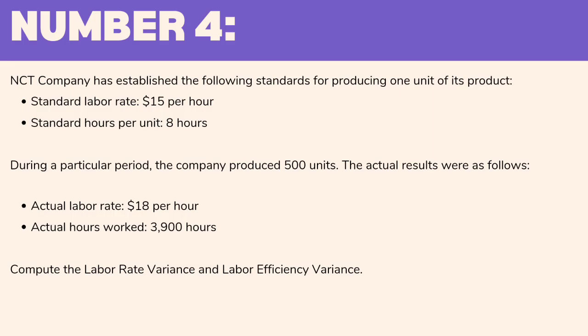Problem number 4. NCT Company has established the following standards for producing 1 unit of its product. Standard labor rate equals $15 per hour. Standard hours per unit is 8 hours. During a particular period, the company produced 500 units. The actual results were as follows.